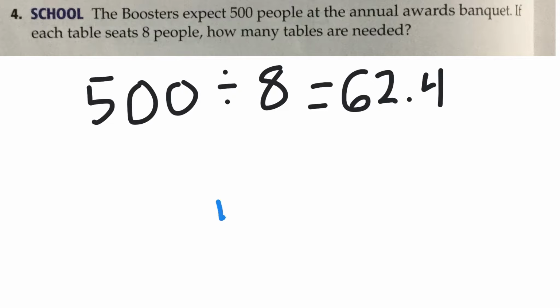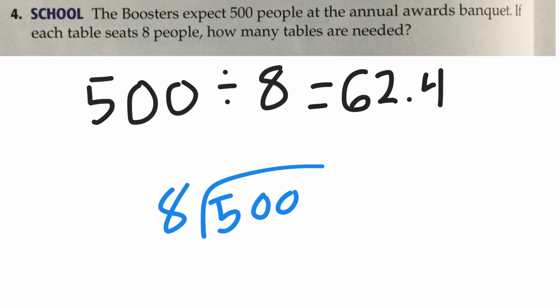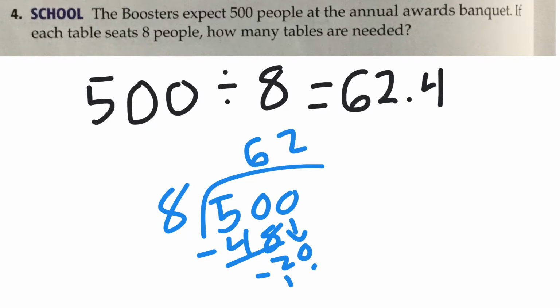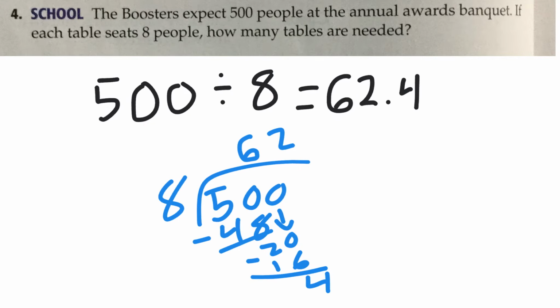Okay, let me do it real quick. I think you may be a little off. I think you're really close. I got 6 minus 48 is 2. Bring down the 0. 2 times 8 is 16. So right here, you got 4 left over. So is that where you got your 0.4 from?